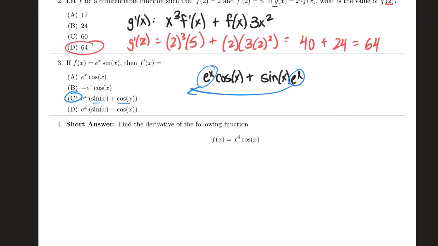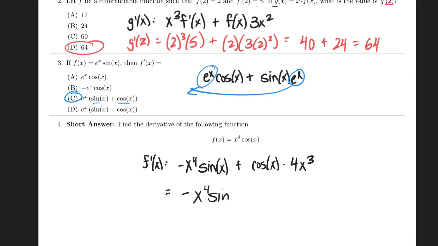In the short answer, same thing. You just have to do it without the multiple choice options. So f prime of x, first one the same. Derivative of cosine is negative sine, so I'm going to put the negative there and put the sine there. All right, plus keep the second one the same. Multiply by the derivative of the first one, so the derivative of x to the 4th is 4x cubed. And the way I generally write it would be like this. So that one's fine. But generally we put the x parts in front of the trig parts. All right, so that would be the final answer for that problem, just using the product rule.